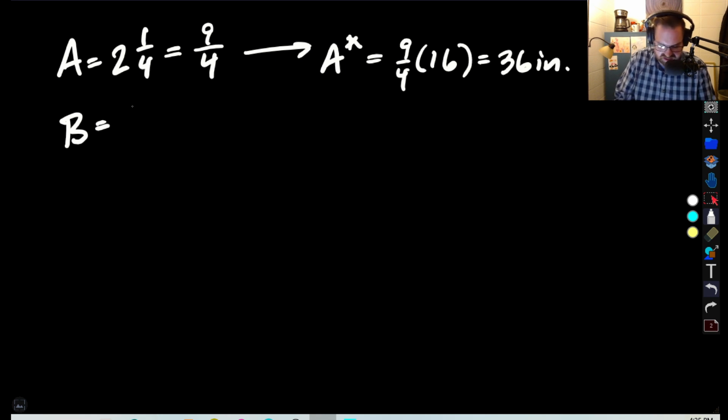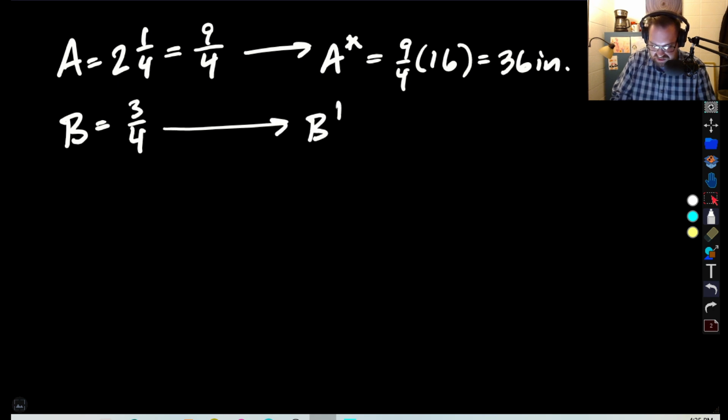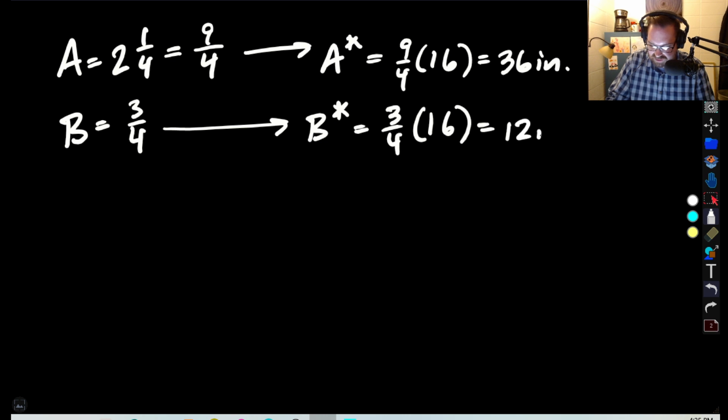I've got all these lengths here, so this is going to be 3/4. That one's already in its proper form, so I don't have to change it. So B star would be 3/4, and we multiply this one by 16. You'll see a similar problem on the homework when you work on it. So here we're going to get 12 inches.